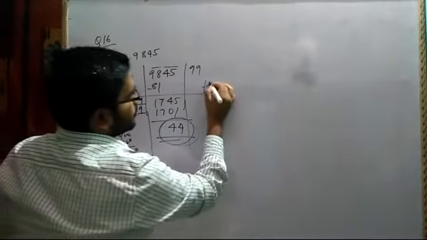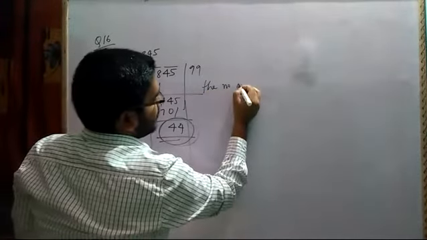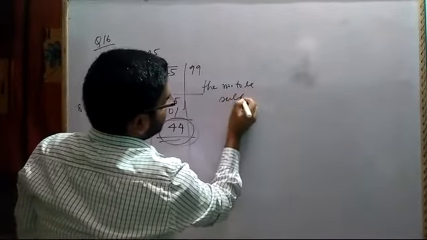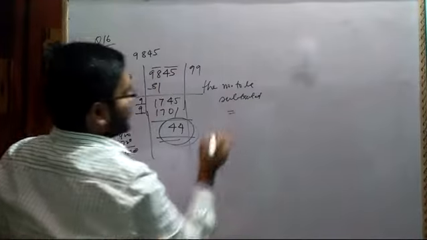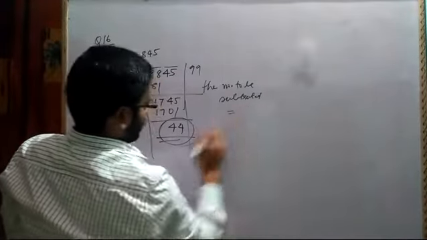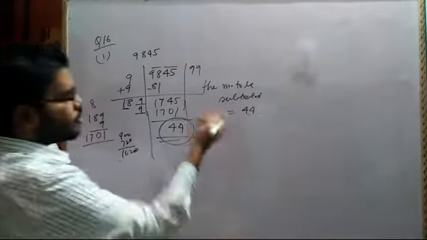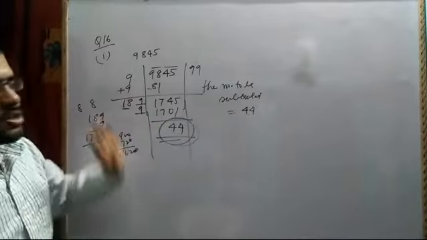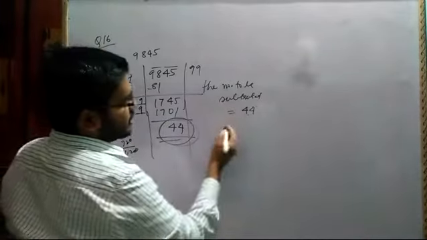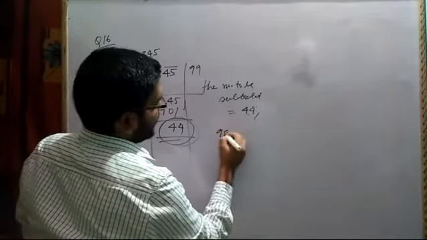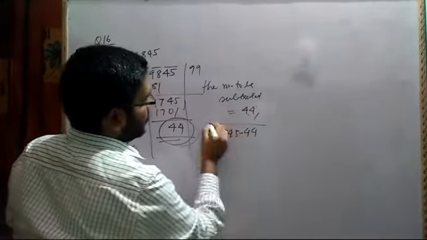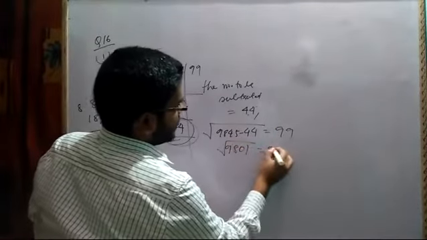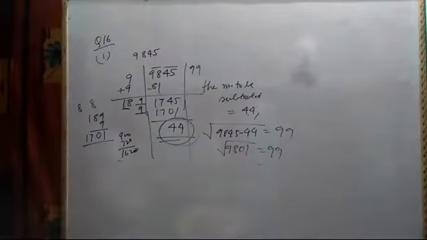So the number to be subtracted will be equal to 44. That means 44 I should subtract. Extra we are getting here. Whatever remaining number we get, we have to subtract that much. Now, if you subtract that much, the perfect square will become how much? So 9845 minus 44, root will be equal to 99. That means root of 9801 is equal to 99. So this will be your answer for question number 16A.